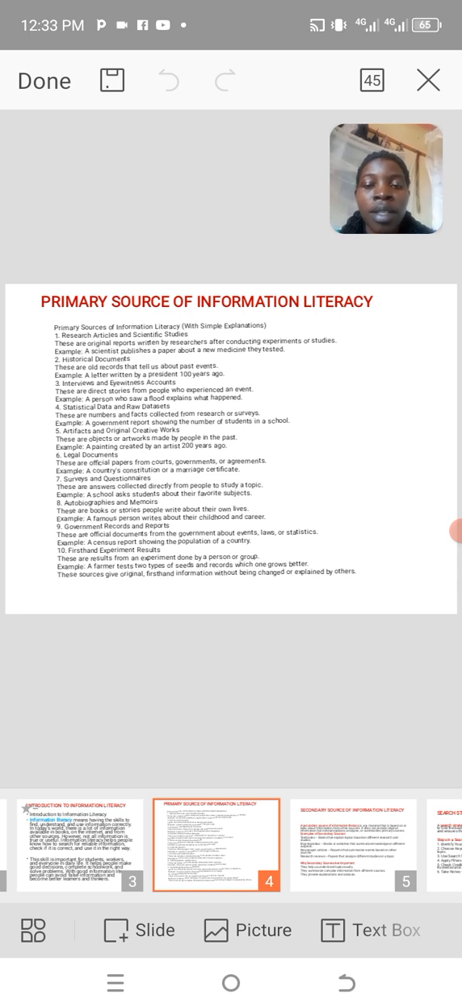Remember, primary sources are sources that give original information without being changed or explained by others. Imagine there was an accident somewhere and you're there live. You're the person who will collect information first from the source and you will explain how the accident was caused and everything that happened. You will be in a position to give it directly to people. That is what we constitute as primary sources of information.